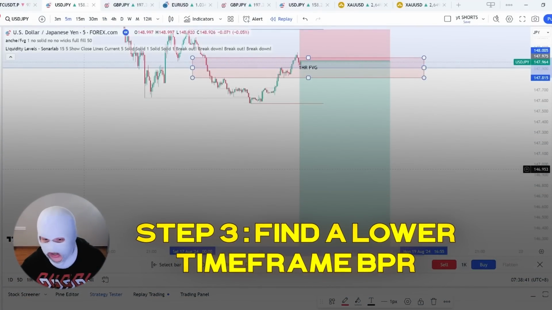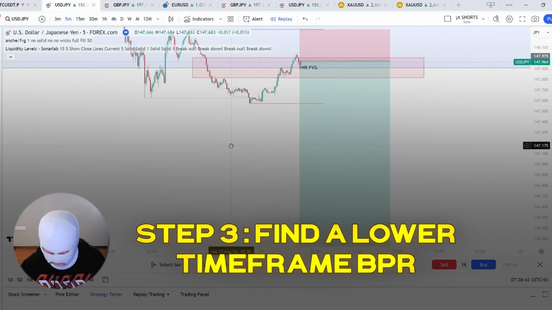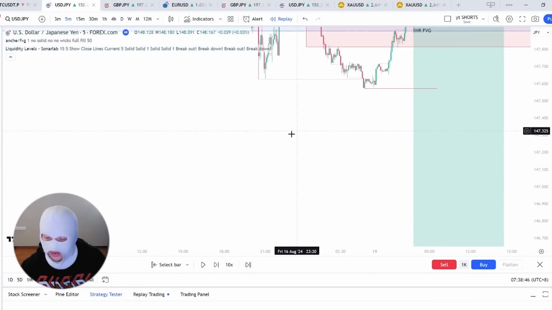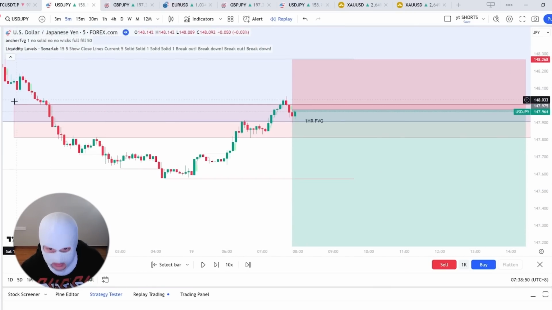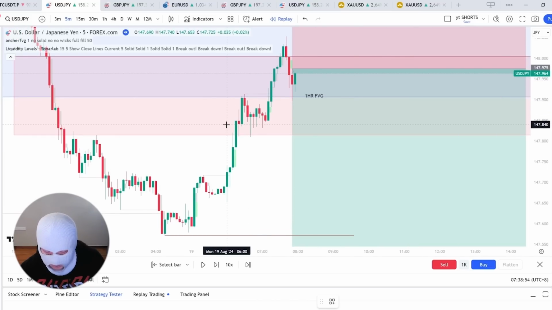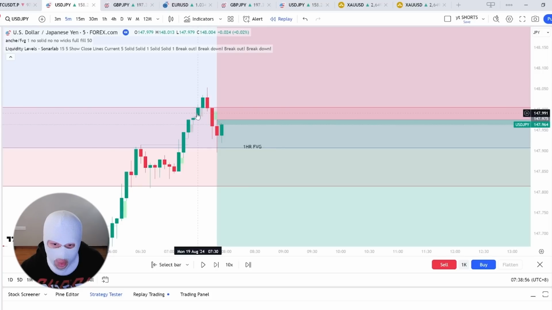Step 3. Find a lower time frame BPR. Since we are using the 1 hour point of interest, we drop down to the 5-minute time frame to find a BPR once we hit the 1 hour bearish fair value gap. Right there, 2 overlapping fair value gaps as shown by the indicator.